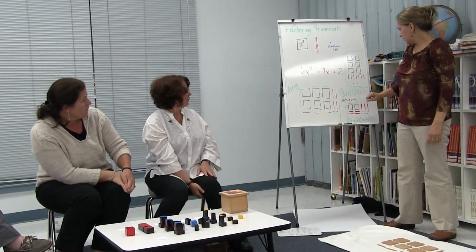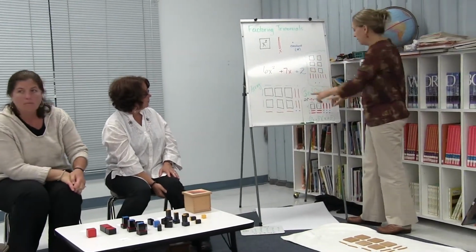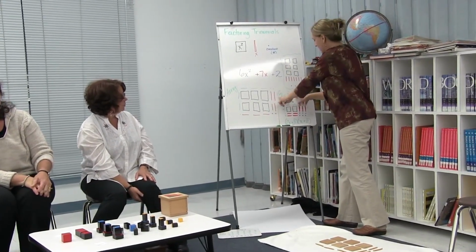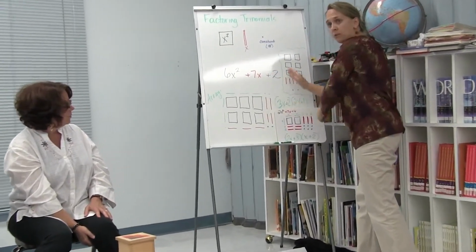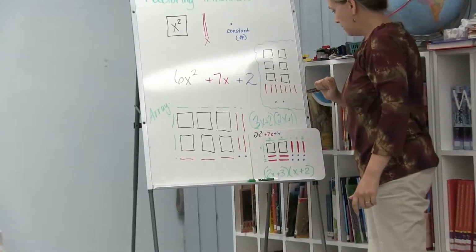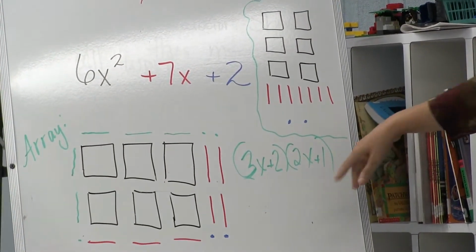Any other questions? Is that correct? Yeah, plus 2, isn't it? 6x squared. So you guys probably learned FOIL: first, outer, inner, last. This is 6x squared. 4x plus 3x would give me 7x. And 1 times 2 would give me 2. It's correct. So it's FOIL.